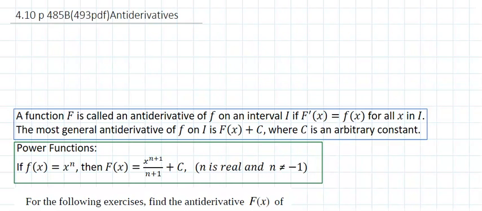Section 4.10 talks about antiderivatives. So now we know how to differentiate. We would like to undo that. So basically, let's say, and in the beginning the book is very consistent.